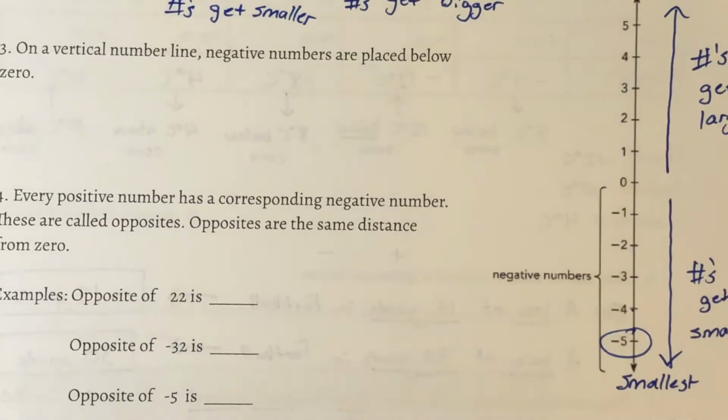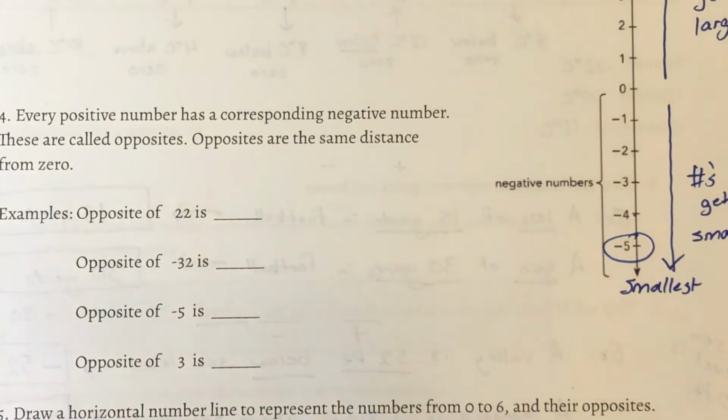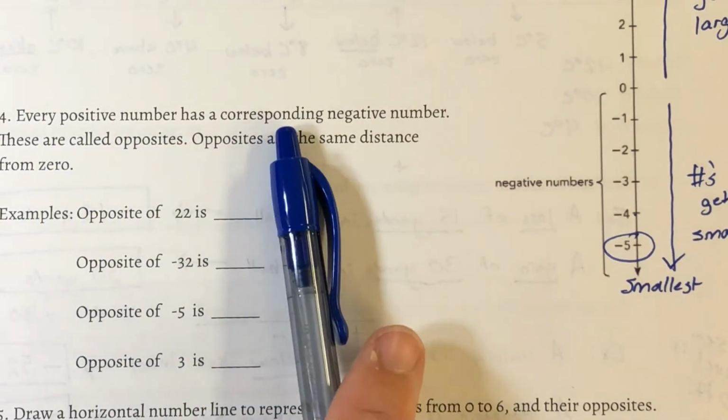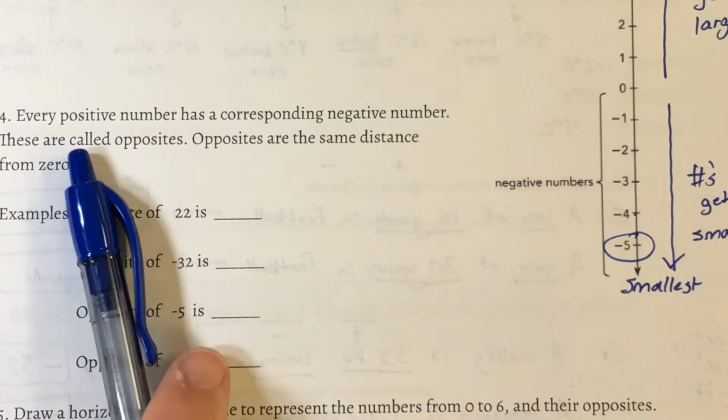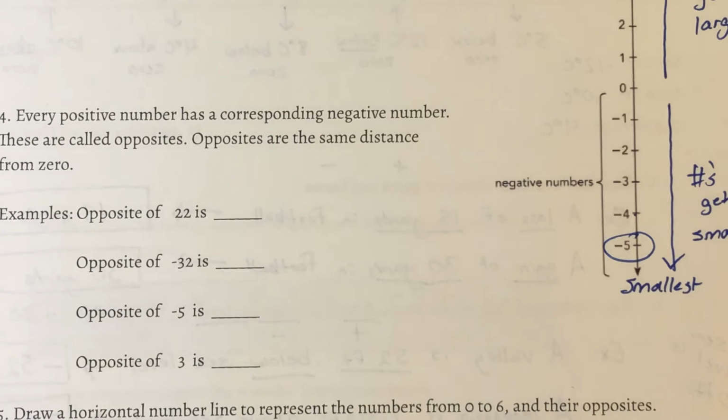Okay, I've been mentioning the opposite effect. Well, that's our next topic. Every positive number has a corresponding negative number. These are called opposites. Opposites are the exact same distance from 0.